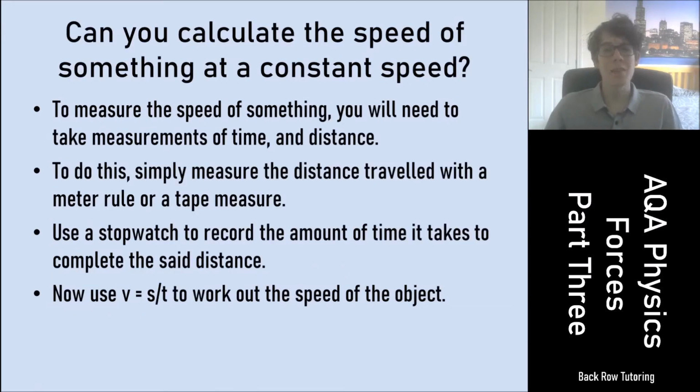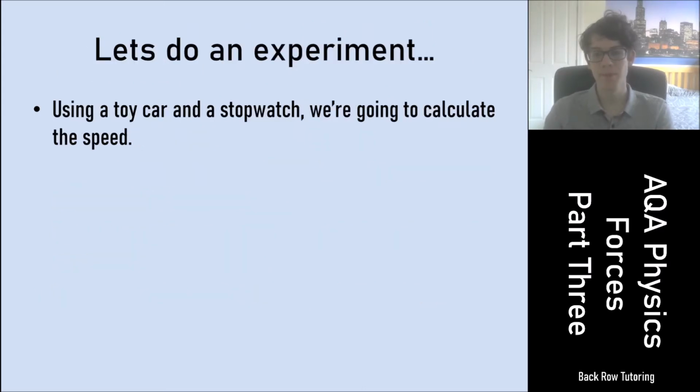Can you calculate the speed of something at a constant speed? To measure the speed of something, you will need to take measurements of time and distance. To do this, simply measure the distance travelled with a meter rule or a tape measure. Use a stopwatch to record the amount of time it takes to complete the said distance. Now use V equals S divided by T to work out the speed of an object. Let's do a little experiment. So, using a toy car and a stopwatch, we're going to calculate the speed of the toy car.